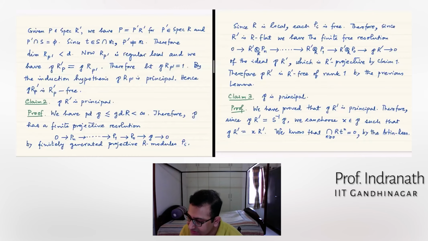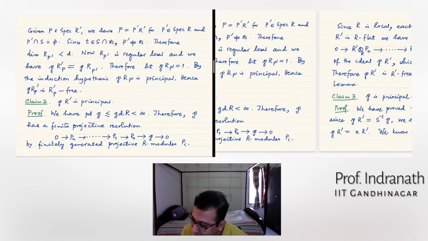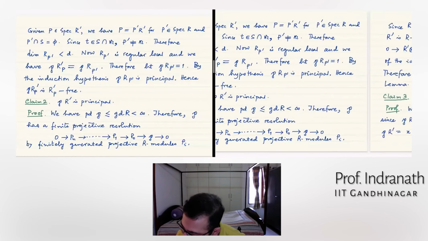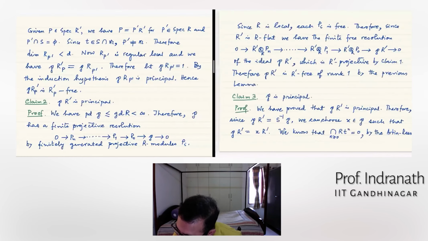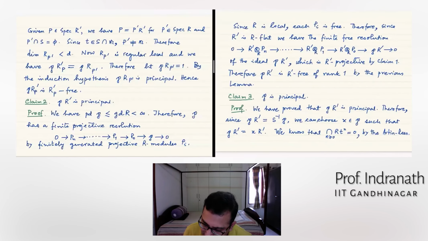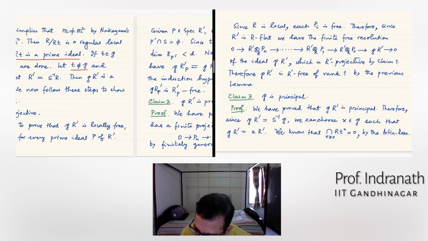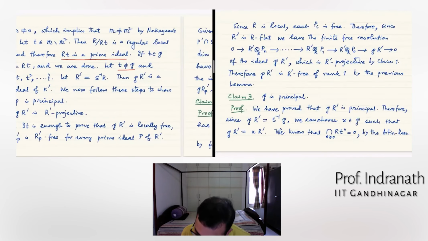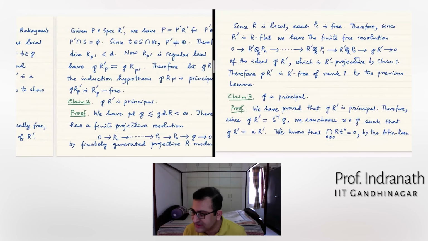The finite free resolution has come because of the finiteness of the projective dimension, which has come because of the finiteness of the global dimension, which has come because of regular local. So just be aware of exactly what you are using and what kind of conditions are coming into action. As I have said, we are gradually moving. We took it to the extension PR dash, we showed that it is projective, then we settled that it is principal, and finally we are going to show that P is principal.